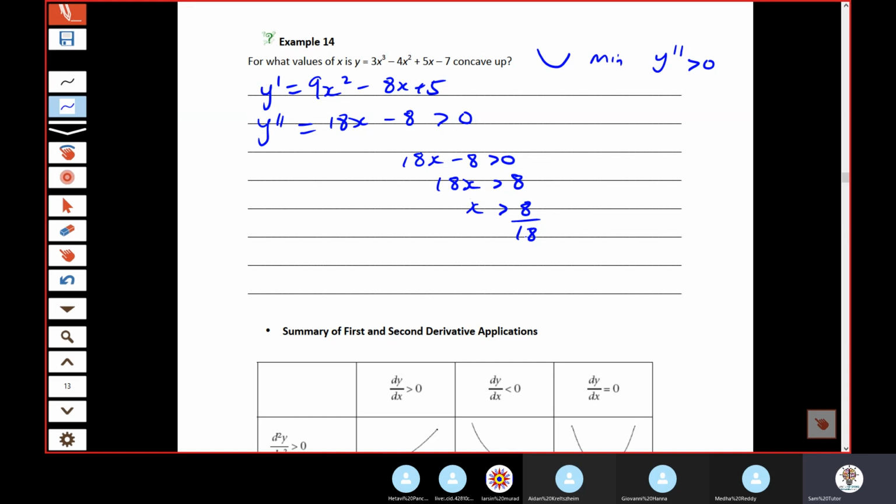Any questions? So as long as the curve is greater than 8 over 18, you always have something concave up. You'll have this bit being a minimum, whatever. Okay?